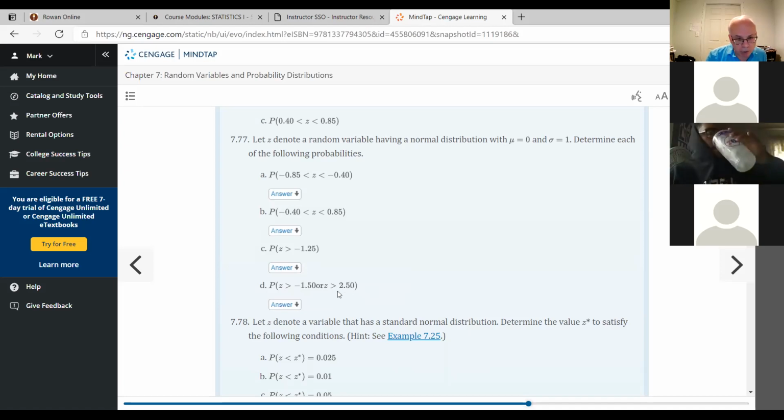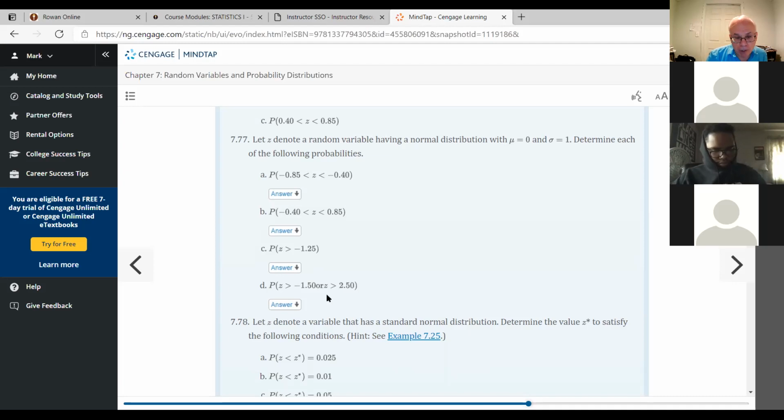So let me just tell you, this is wrong in the ebook. It should say the probability that Z is less than, not greater than, negative 1.5, or Z is greater than 2.5. All right, so make the correction. If you're taking notes, that D is incorrect here. It should say less than negative 1.5. All right, so let's try this with our calculator in the way it should be.